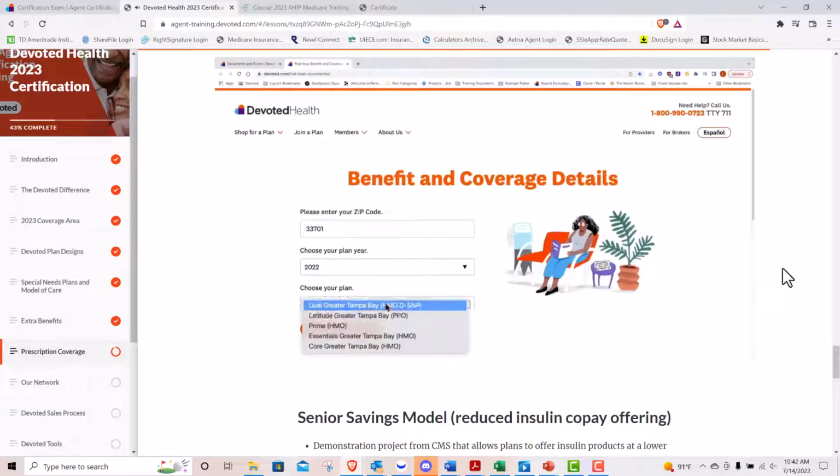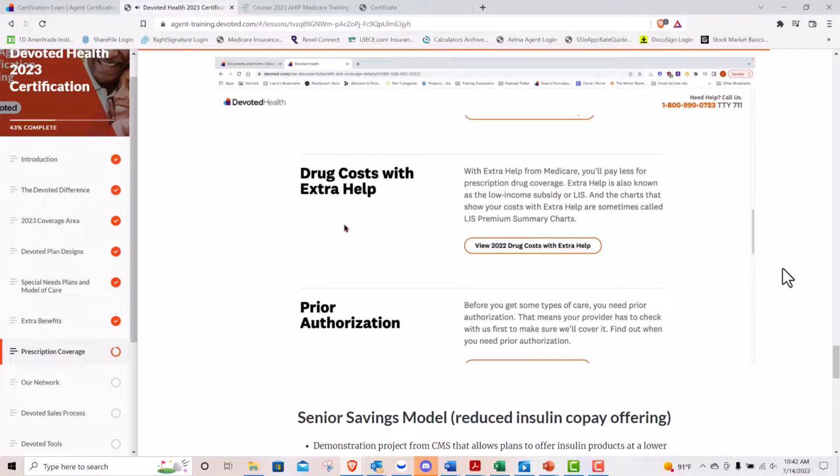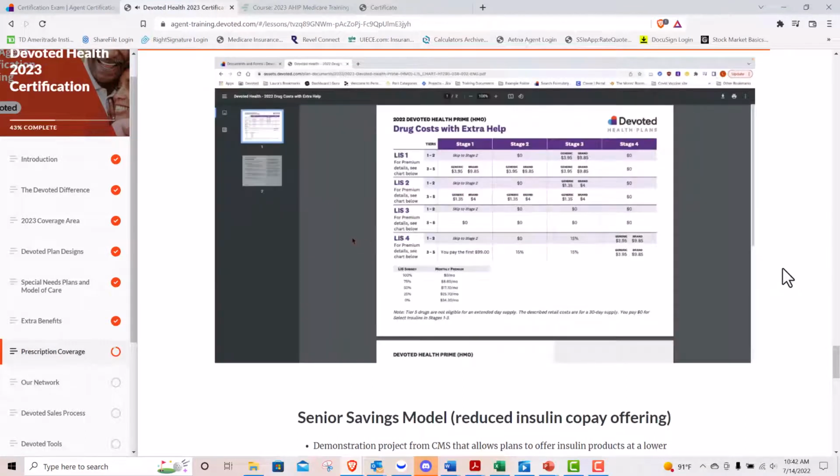Here again, you can put in a zip code, choose the product. I'm just going to choose the Prime as an example. And then if you just scroll on down, you'll see the section that says drug costs with extra help. Once you click into that, you'll see that this is a low-income subsidy grid.